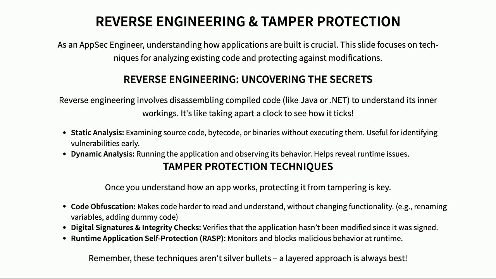Now, when it comes to protecting apps from tampering, we use techniques like code obfuscation, which makes the code harder for someone to read, and digital signatures that ensure the application hasn't been altered since it was signed. Finally, there are runtime application self-protection systems that monitor the app while it's running and block any suspicious activity. It's a layered approach. No single technique is perfect, but combining them can significantly improve security.